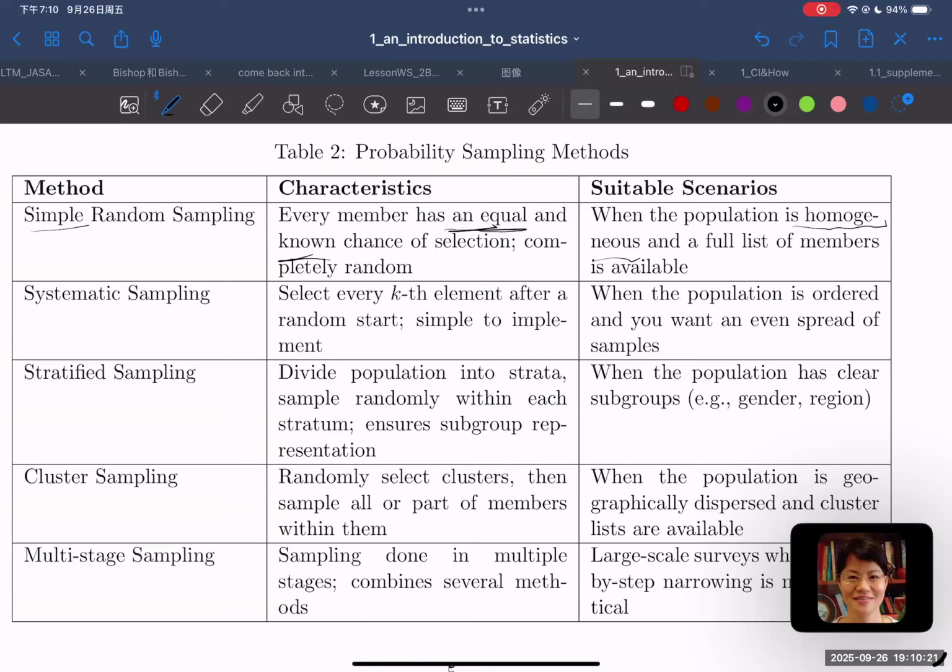The next one is about systematic sampling. For systematic sampling, you select every k-th element after a random start. And this one is simple to implement. Here you have to care about the scenario: the population is moderate and you want to have an even spread of samples. Yeah, so then you use systematic sampling.